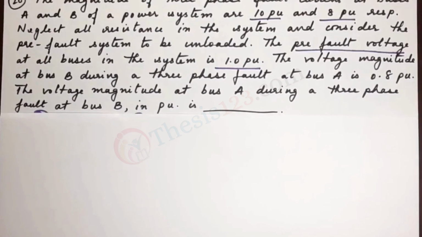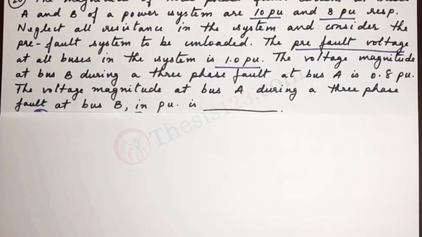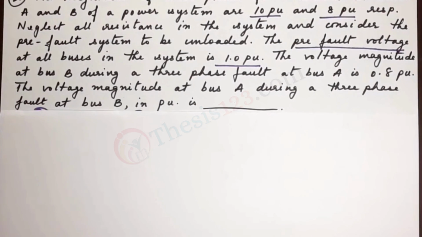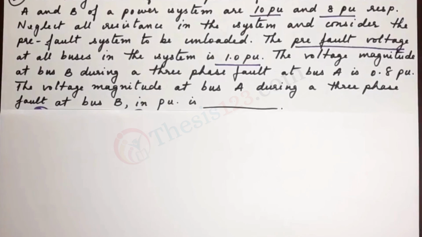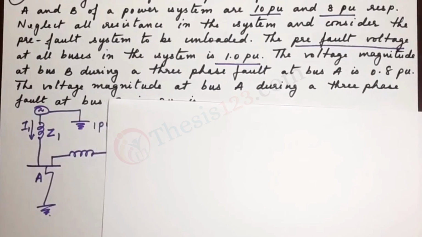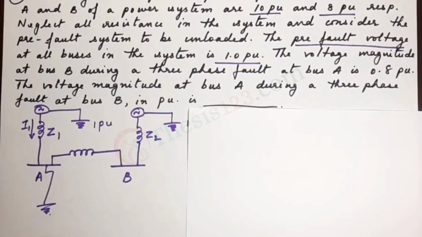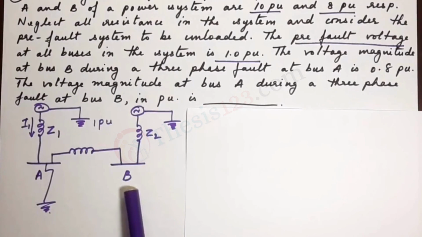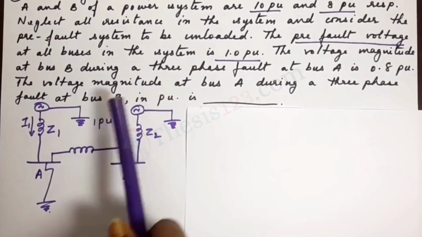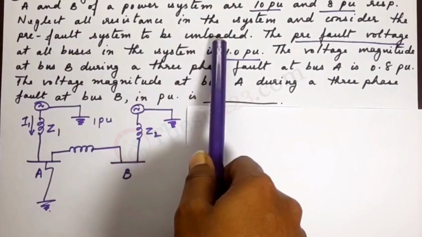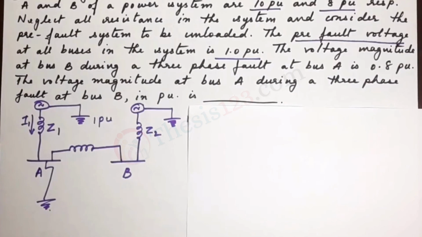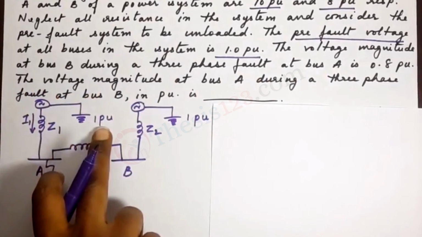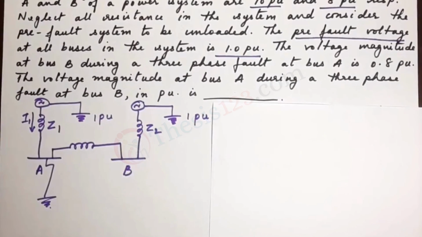So this is not a multiple choice question. We will have to work the question out. So the best way to go about this is to first see how we can put this in a rough diagram. So I have drawn a rough diagram over here, considering A and B here are the buses. And we have that the pre-fault system is unloaded, and the pre-fault voltage at each bus is 1 pu. So we have 1 pu at each bus.